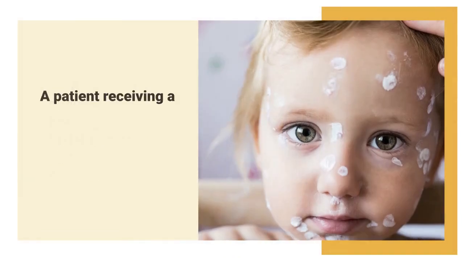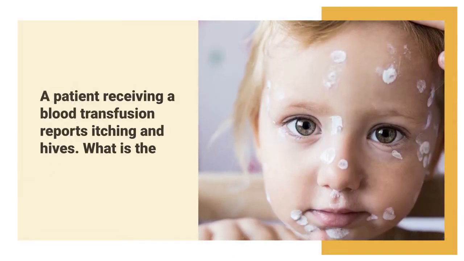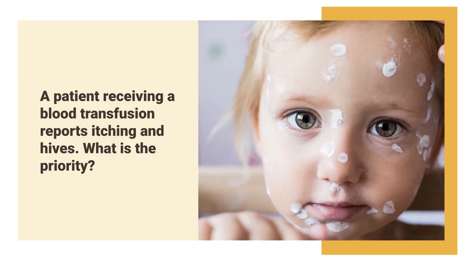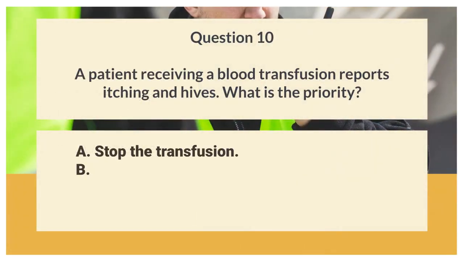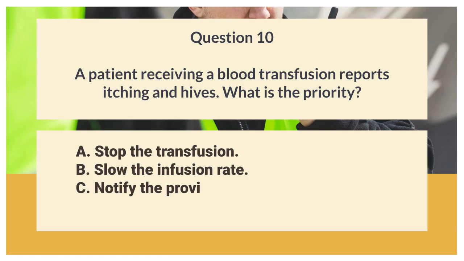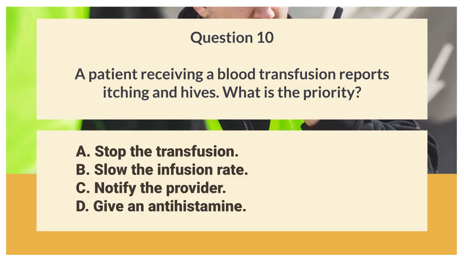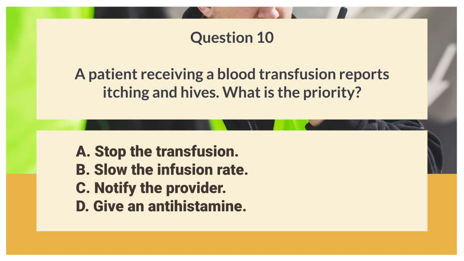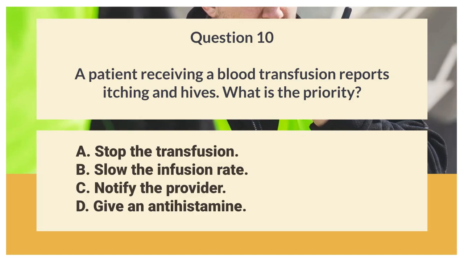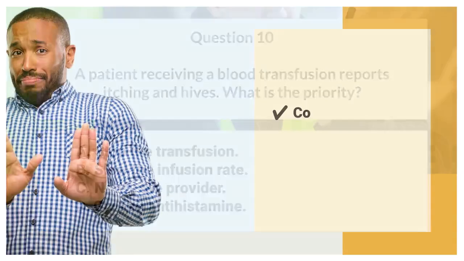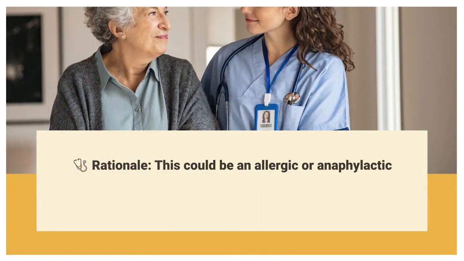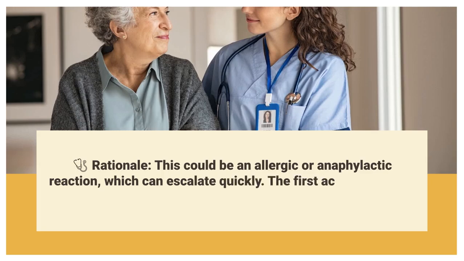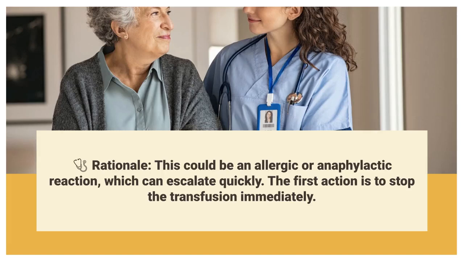I'm moving right along to question number 10. A patient receiving a blood transfusion reports itching and hives. What is the priority? A, stop the transfusion. B, slow the infusion rate. C, notify the provider. Or D, give an antihistamine. So here, the correct answer is A, stop the transfusion. And the reason for that is that this could be an allergic or anaphylactic reaction, which can escalate quickly. The first action is to stop the transfusion immediately.